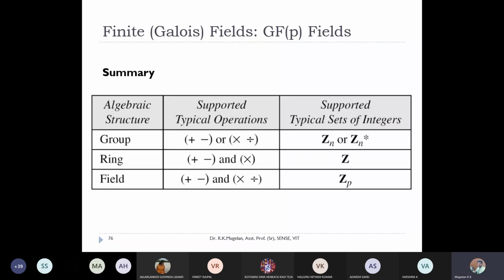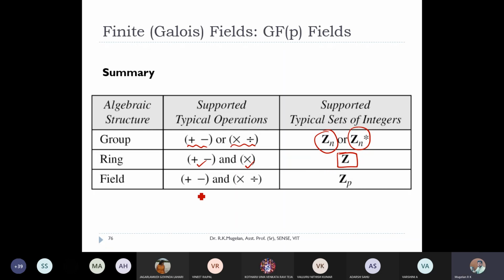Before moving to this, this is a summary of group, ring, and field and the respective supported integers. If you take a group, I can perform either addition or multiplication, but I can't perform both at the same time. If you are using addition, you'll go with Zn, and for multiplication, you'll go with Zn star as the set of elements. And if you go for a ring, you can perform both addition as well as multiplication. And here the supported set of elements is the set of integers.